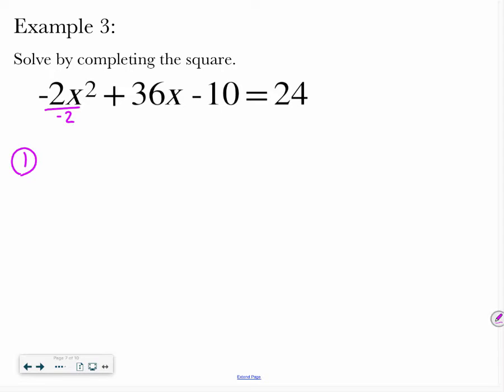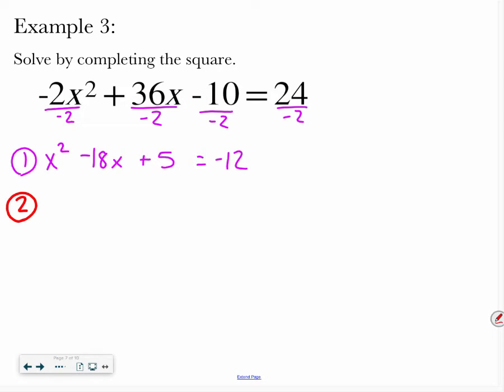So if I divide -2x squared divided by -2, I have a positive x squared. And then divided by -2, that gives me minus 18x. -10 divided by -2 gives me a positive 5. 24 divided by a -2 gives me a -12. Okay? Then my next step is going to be get it into the x squared minus bx form. So I have x squared minus 18x. I'm going to subtract 5 from both sides. So I have x squared minus 18x equals -17.